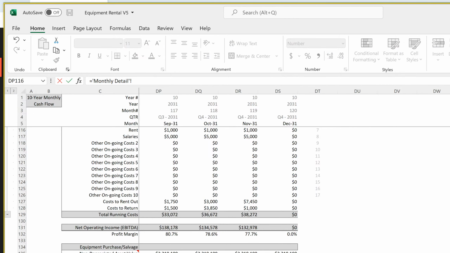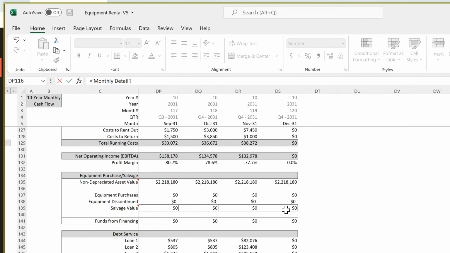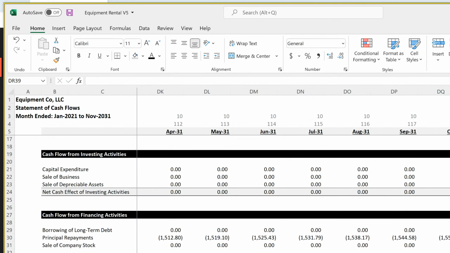What's our monthly detail tab say? Okay, so there's our... that's 478. That's the variance right there. So it's in the final period. So let's just go look through each one.